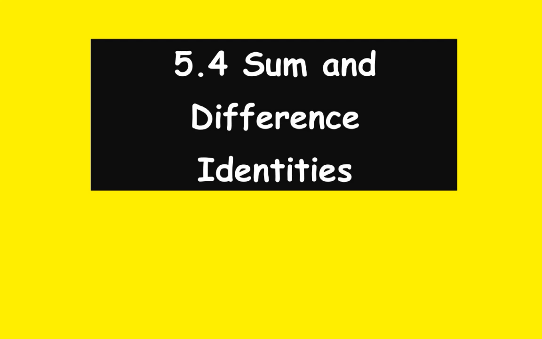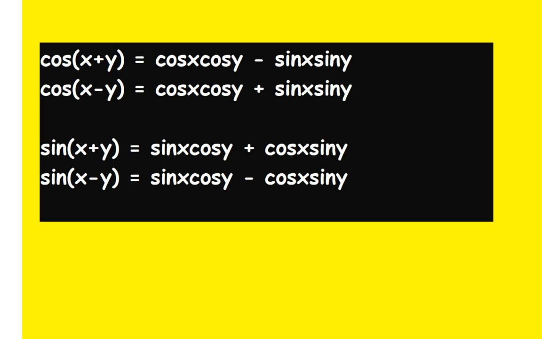This is lesson 5-4, sum and difference identities. So here are the identities, and you do have them on your formula sheet, so you need to be careful about how they're written. You can go find them. You don't have to copy these down. But I think in your sheet it starts out with sine first.